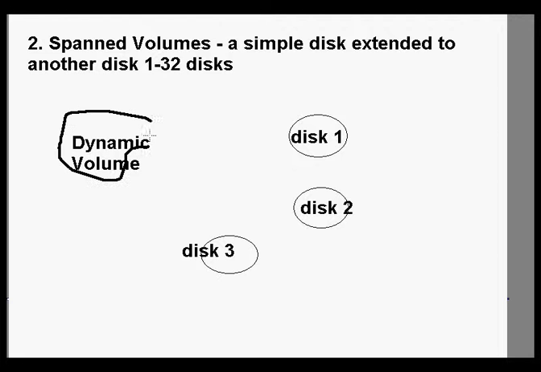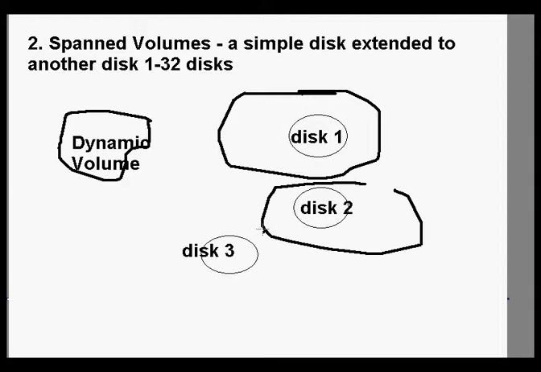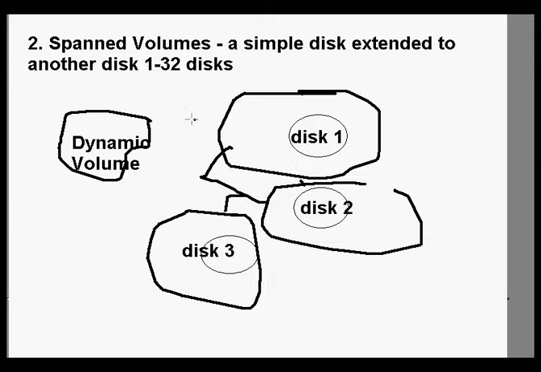So we have our basic one that we created earlier, or we can just circle this one. This would have been the first one that we created, disk number 1, and we've extended it to 2 other disks, and this has created our spanned volume this way. So they would all be connected. We can connect either to one other disk all the way up to 32 other disks. Windows 2000 gives us that option.